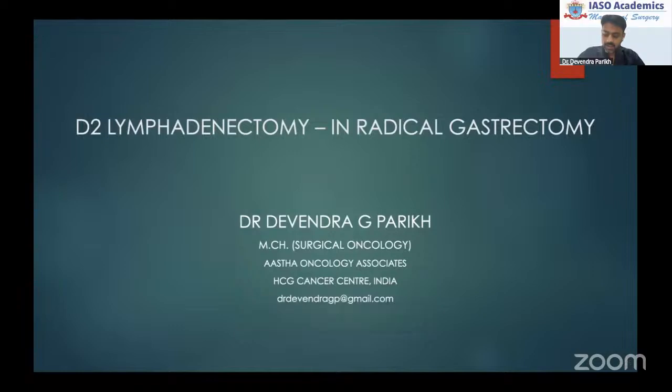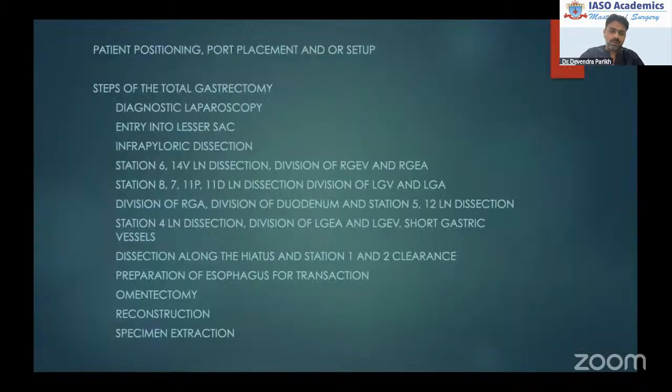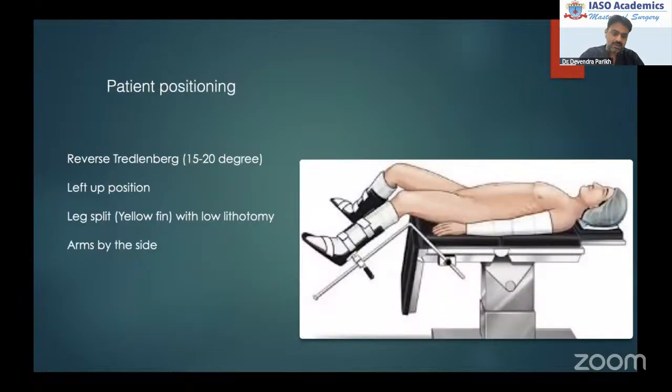I thank IASO leadership for giving me this opportunity. Topic for my today's discussion will be D2 lymph node dissection and radical gastrectomy. As we can see, gastrectomies are template procedures, whether we do distal, total, or proximal. Topic for today's discussion will be total gastrectomy, and we'll cover the patient positioning and the steps.